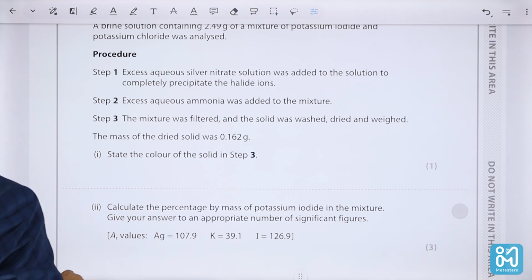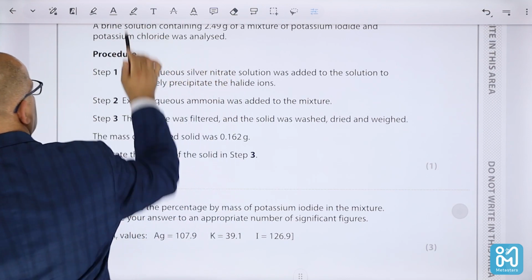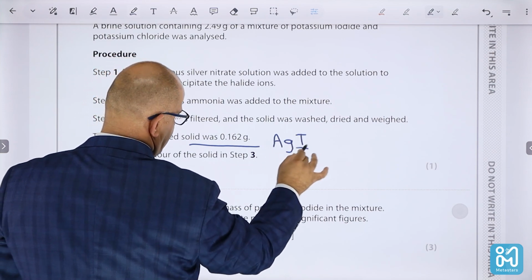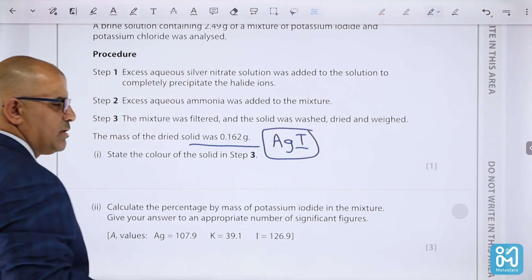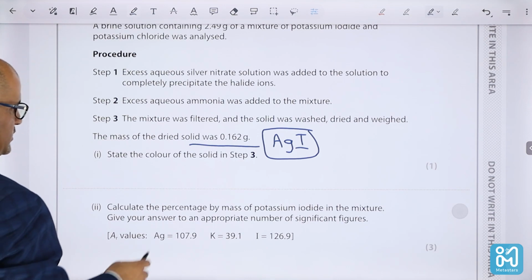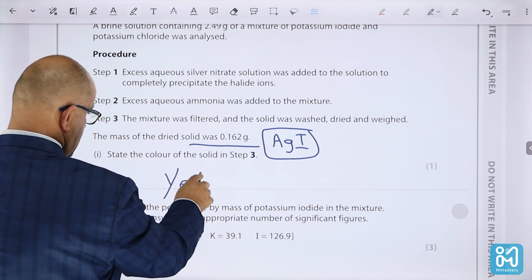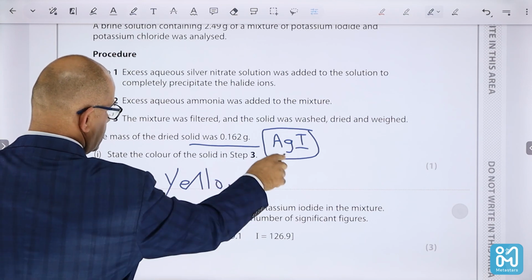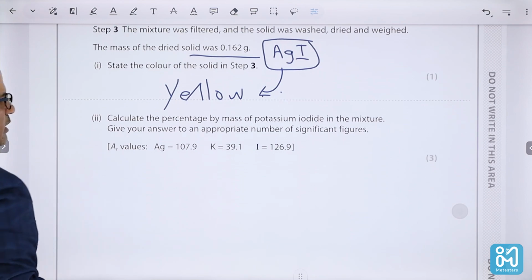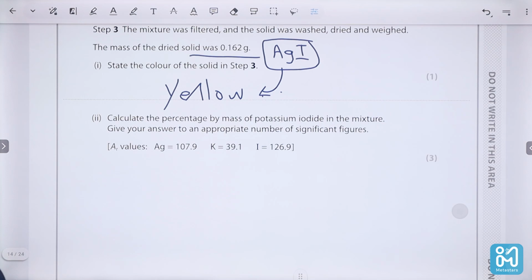The solid there is AgI, because it's insoluble in dilute ammonia. State the color of the solid. This will be yellow. Now, calculate the percentage by mass of potassium iodide in the mixture. Give your answer to an appropriate number of significant figures.